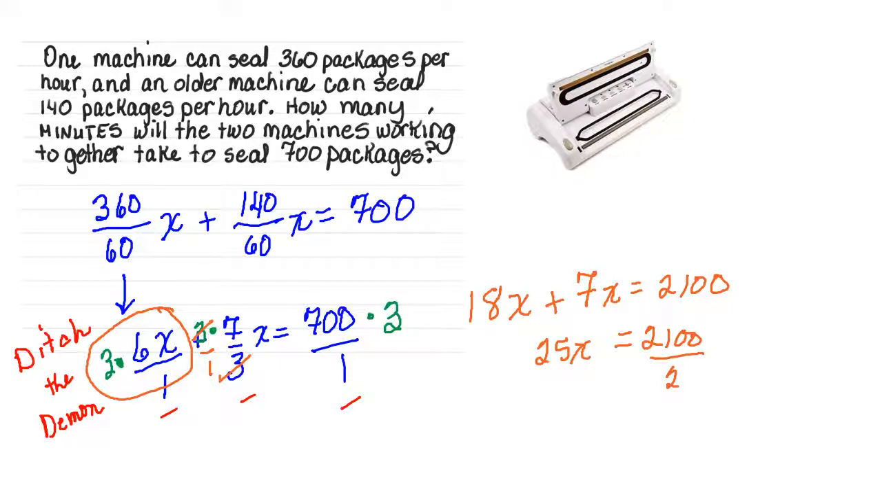Let's divide by the 25. And x will equal, handy dandy calculator, or whatever way you want to do it, 84. Take you 84 minutes.